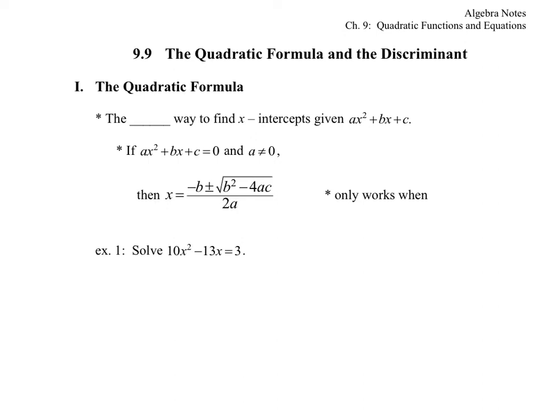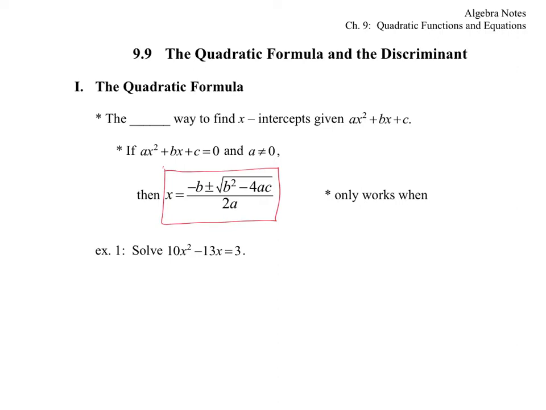All right, we're at the end of chapter 9, all about quadratics. We finally get to the quadratic formula. The quadratic formula, simply said, is this thing right here. And what it's used for is finding those x-intercepts. What are the x values that give you a y value of 0 in a parabola?